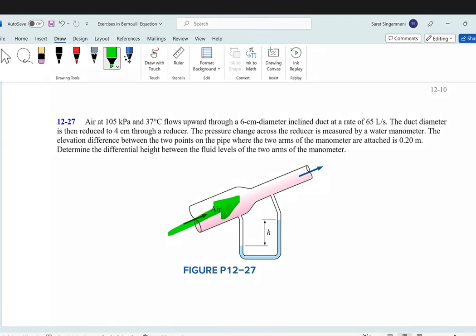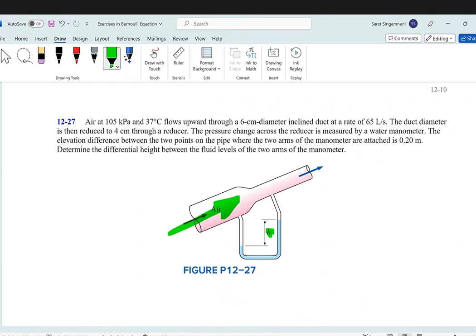The difference between the two points on the pipe where the two arms of the manometer are attached is 0.20 meters. Determine the differential height between the two fluid levels of the two arms of the manometer. What is the height difference there? That's what he is asking. That means, what is the pressure difference between those two points?